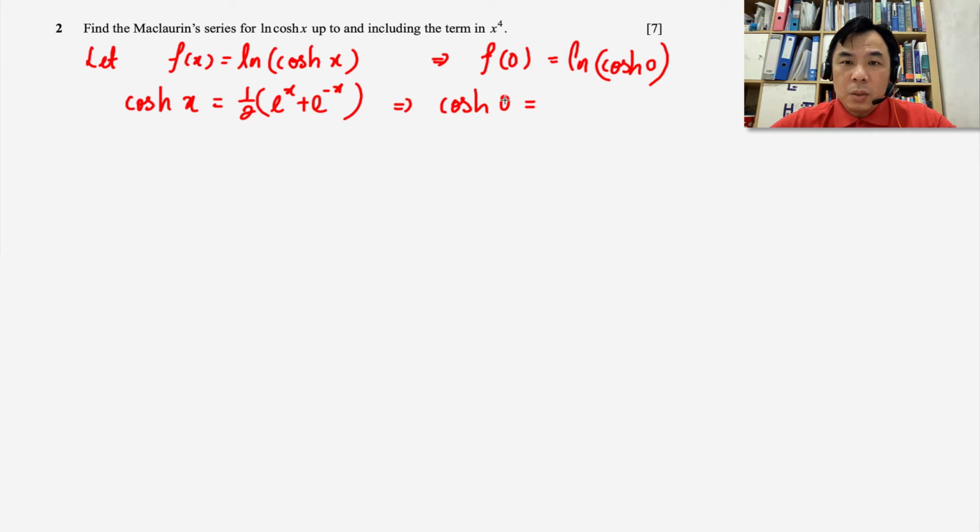We are going to substitute x as 0. So we know that e^0 is a 1. This one is also a 1. And then half of that, that will be a 1. All right. Unfortunately, ln 1 is a 0. Therefore, we can conclude that this first result is a 0 here.